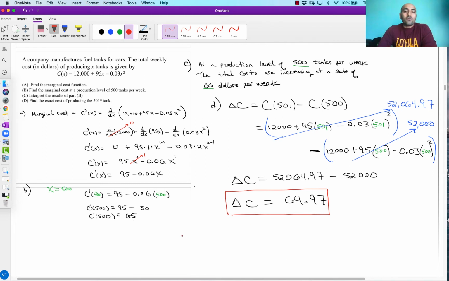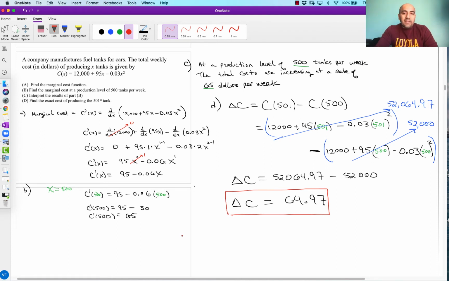The instantaneous rate of change of production at a production level of 500 tanks per week, the total cost is increasing at a rate of $500 per week. It's the instantaneous rate of change of production at a production level of 500 tanks. It's about $65 per week that it's increasing, right? We can see that as an approximation to the cost of increasing from 500 to 501 units.